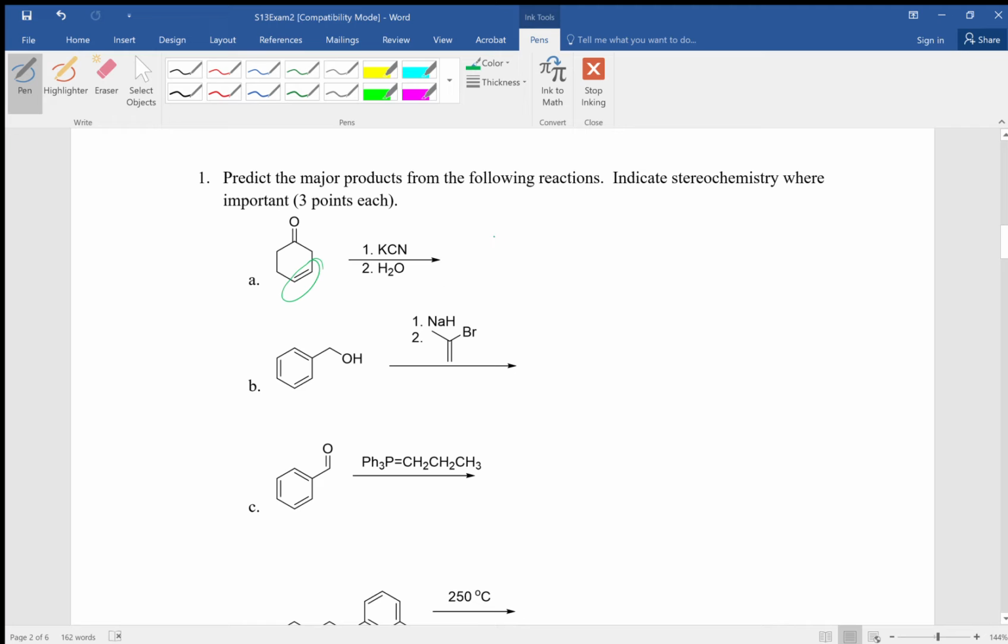So our nucleophile, the nitrile or the cyano group, will just add directly to the carbonyl. The alkene is unaffected, and we get the product pictured here.